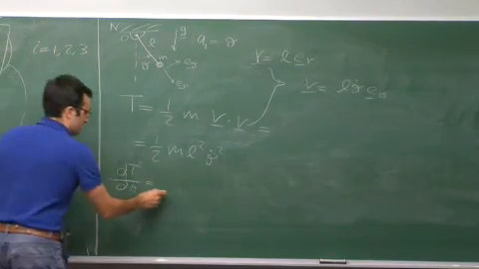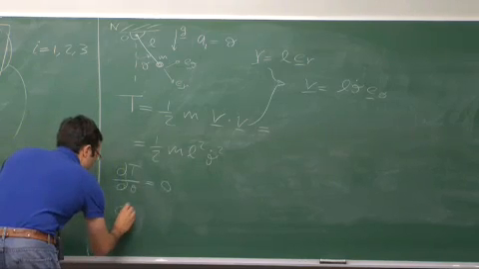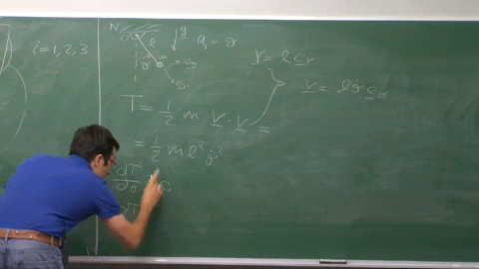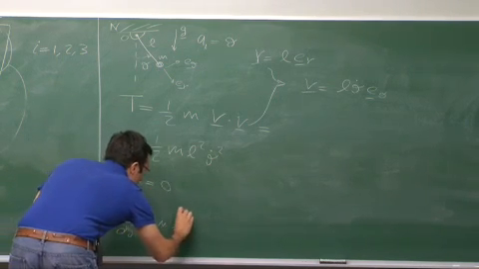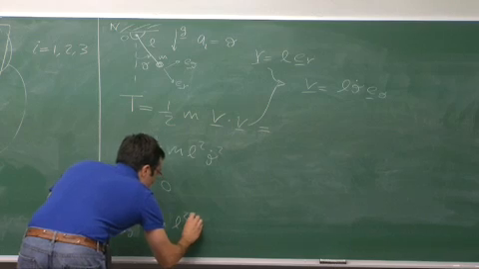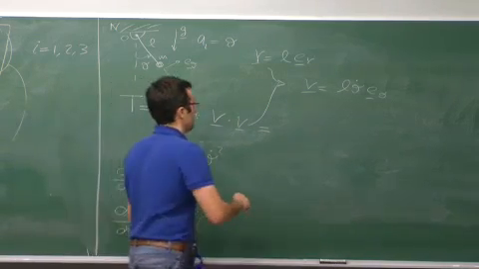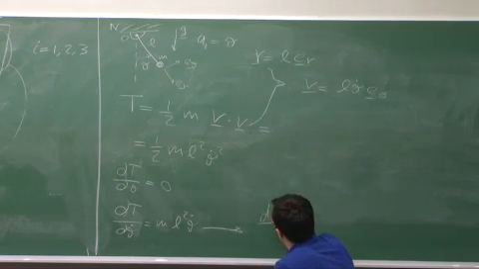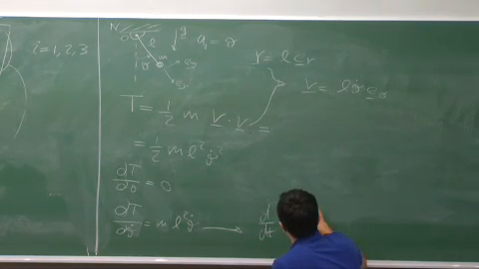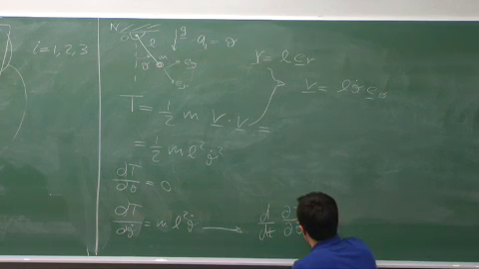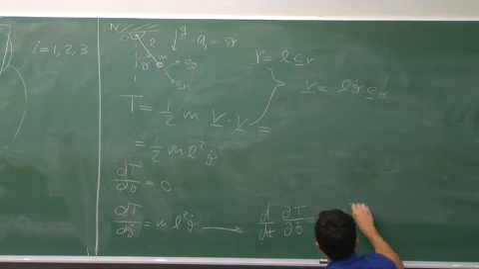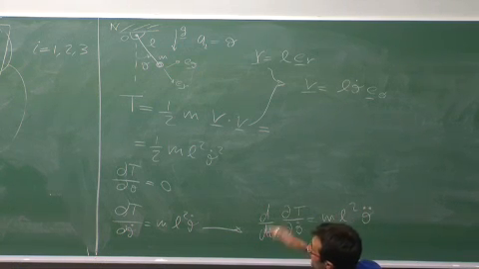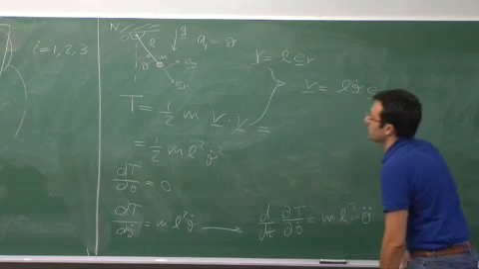0. We like zeros. And then the partial of T with respect to theta dot is m L squared theta dot. And then I need to take the derivative of this with respect to time. d/dt of partial of T with respect to theta dot is m L squared theta double dot. Okay, that takes care of the left-hand side.